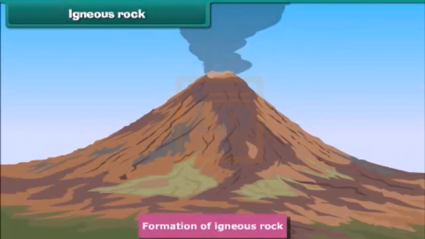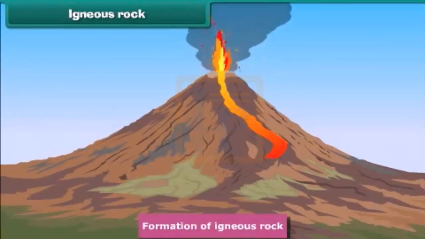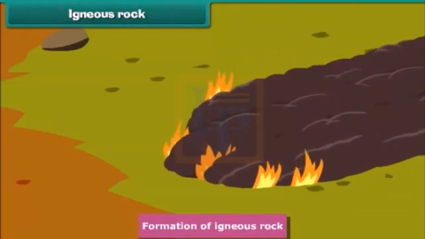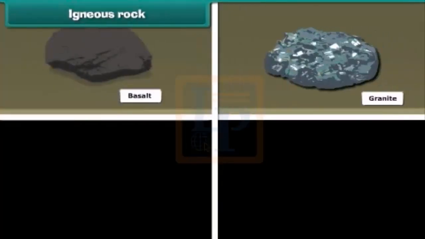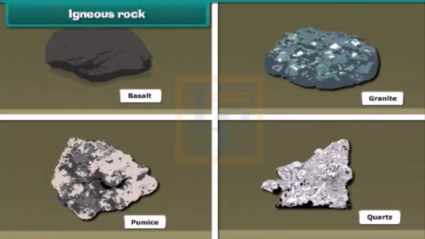Igneous rock is formed when molten rocks like lava in volcanoes cool, get hardened and solidified. It is often shiny and glossy. Basalt, granite, pumice and quartz are examples of this kind of rock.